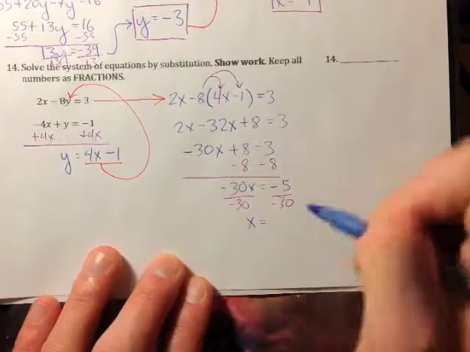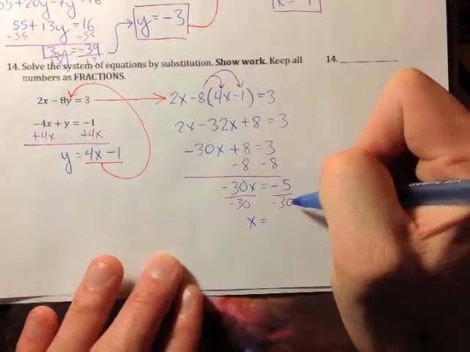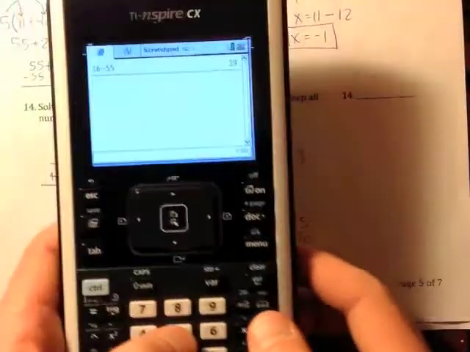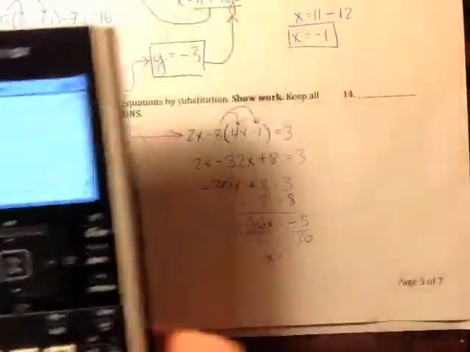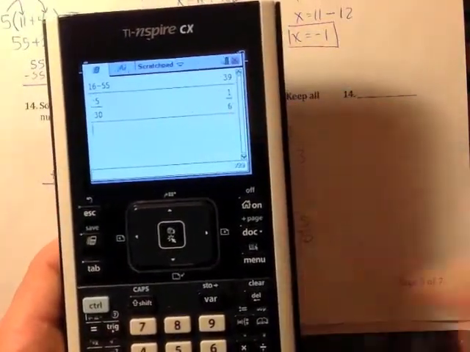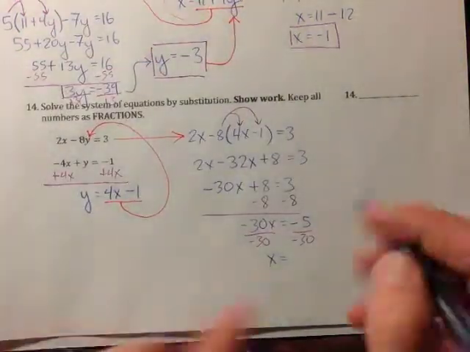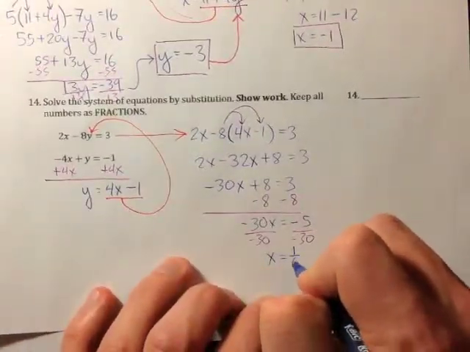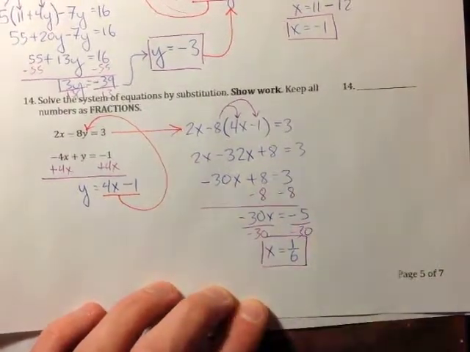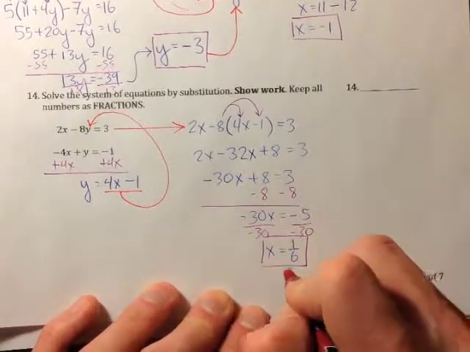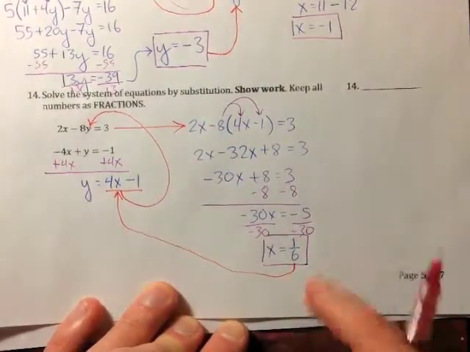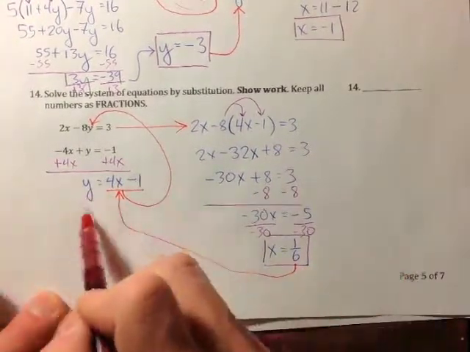So x equals positive 5 over 30. And if you want, we can simplify that fraction. Just to show you, negative 5 divided by negative 30 is the same thing as 1 over 6. So x equals 1/6. Okay? So we found a value for x. We're not quite done yet. Let's now take this number and plug it in to that equation wherever we see an x. Okay? Because this one is solved for y.